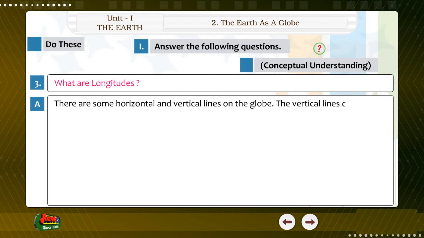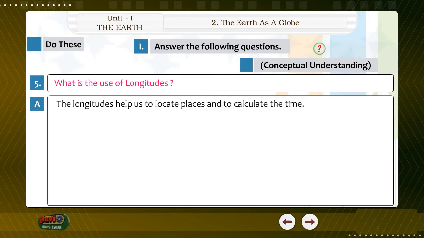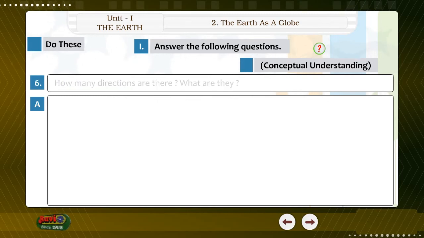5. What is the use of longitudes? Answer. The longitudes help us to locate places and to calculate the time. 6. How many directions are there? What are they? Answer. There are four directions. They are north, south, east, west.